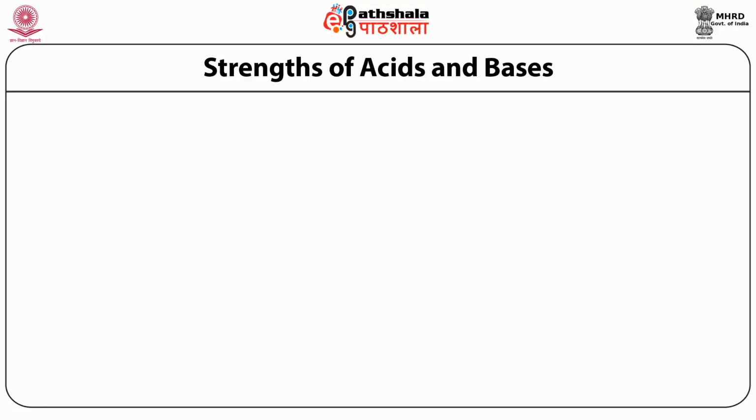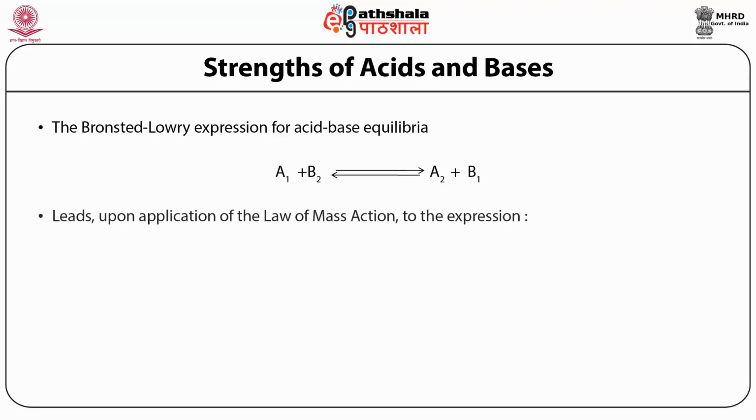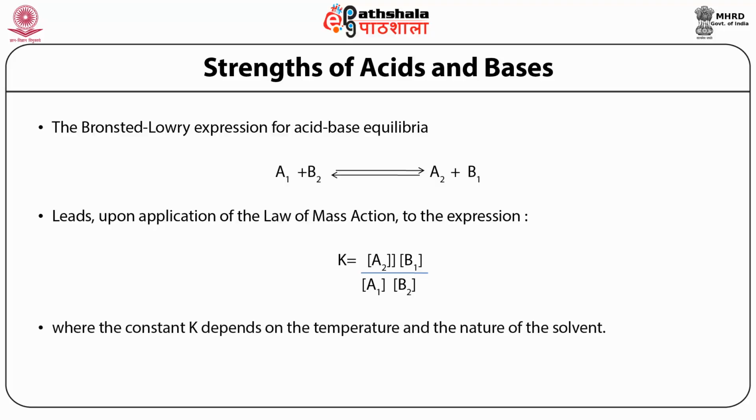Strengths of acids and bases. The Bronsted-Lowry expression for acid-base equilibria, A1 + B2 ⇌ A2 + B1, leads upon application of the law of mass action to the expression K = [A2][B1]/[A1][B2], where the constant K depends on the temperature and the nature of the solvent.